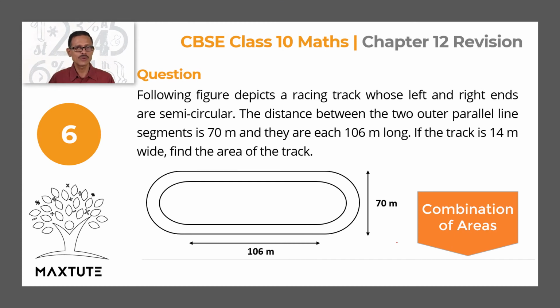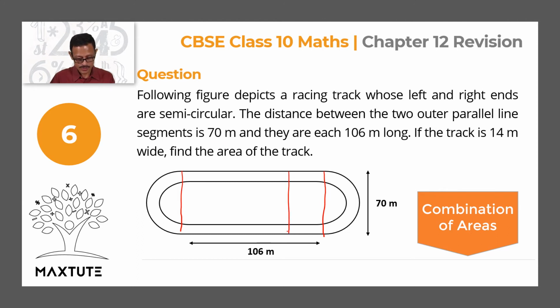This was a question given to us in the sample question paper also. So let's quickly run through it. We've given a number changed version of it. The numbers given in this question are different from what we see in the sample question paper, so it gets one more practice for this question. Following figure depicts a racing track whose left and right ends are semicircles. So both of these are semicircles. That's what they're saying. The distance between two outer parallel line segments is 70 meters.